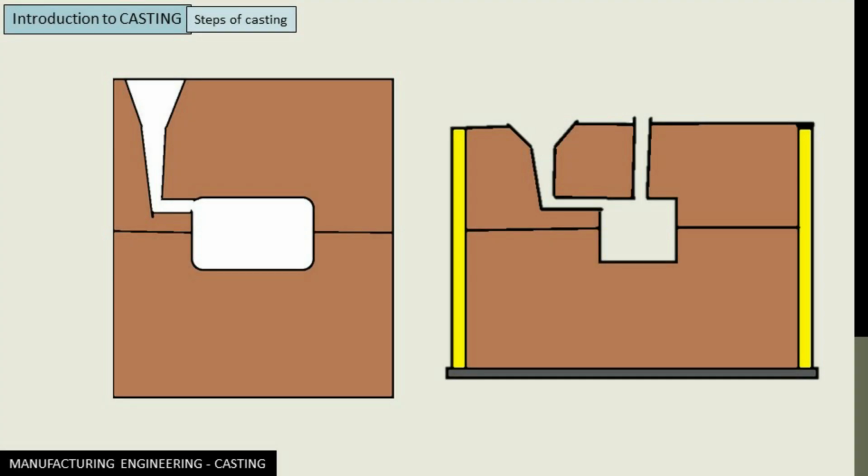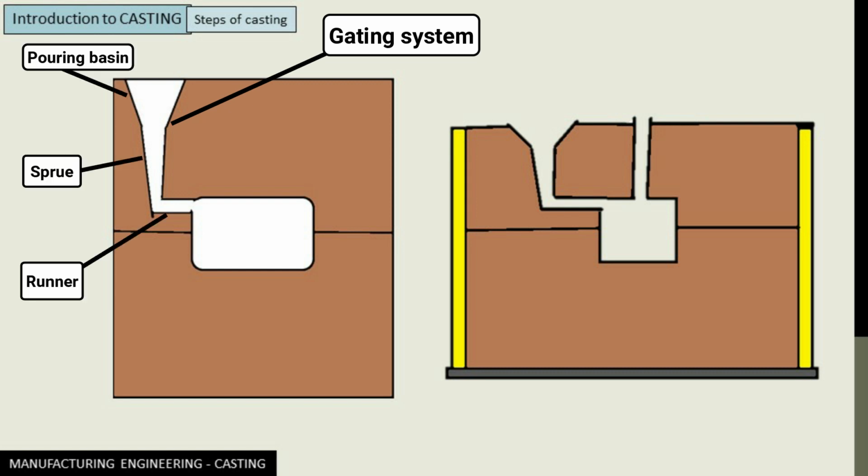Now, for pouring the molten metal, you need to provide some passage, and that passage is nothing but the gating system of the casting process. For that, holes are made. The three basic components of a gating system are the pouring basin, sprue, and the runner, as you can see here, which in turn connects the cavity with the atmosphere.